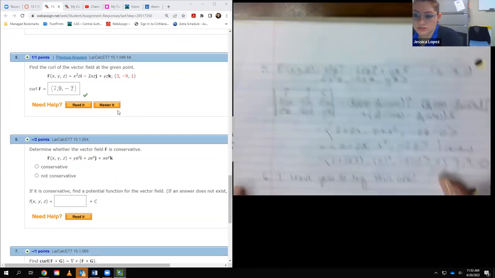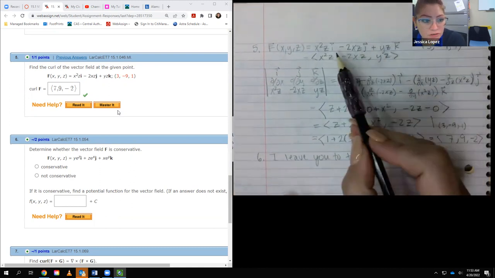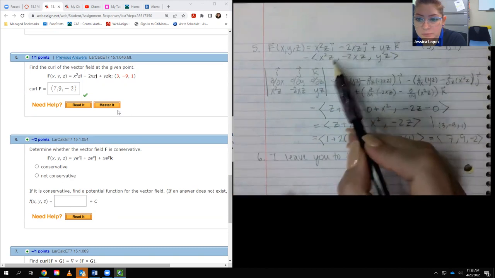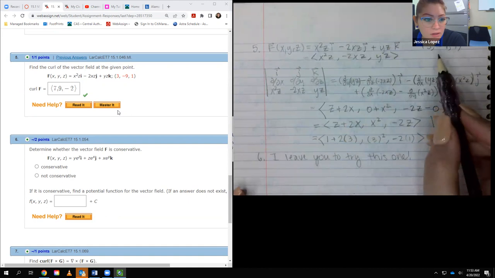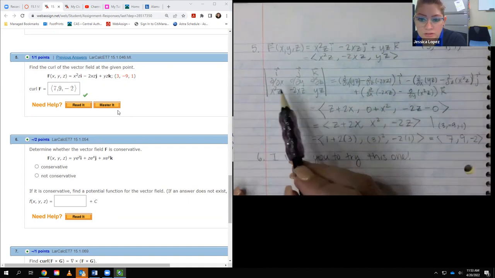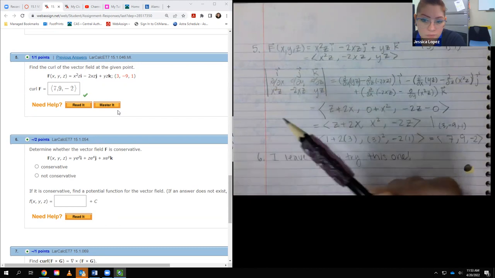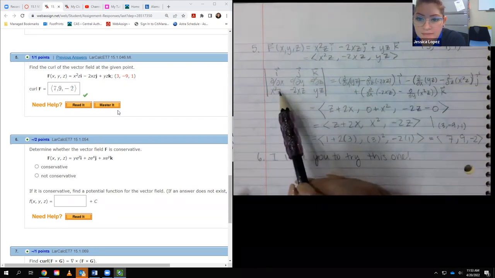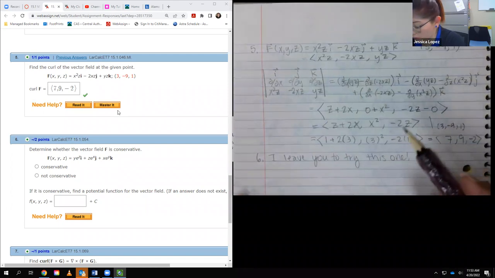Number five asked us to determine the curl. So number five, I have my vector field here. I did put it in its component form, just because I don't prefer the ijk form. And I have this point here. In order for me to find the curl, it's basically a bunch of operators: the partial derivative with respect to x, the partial with respect to y, and the partial derivative with respect to z, right? Then each term goes in here, and we start to do our determinant formula.